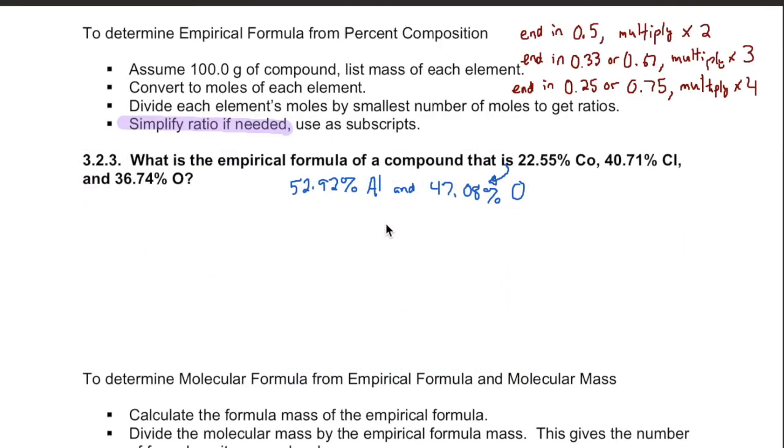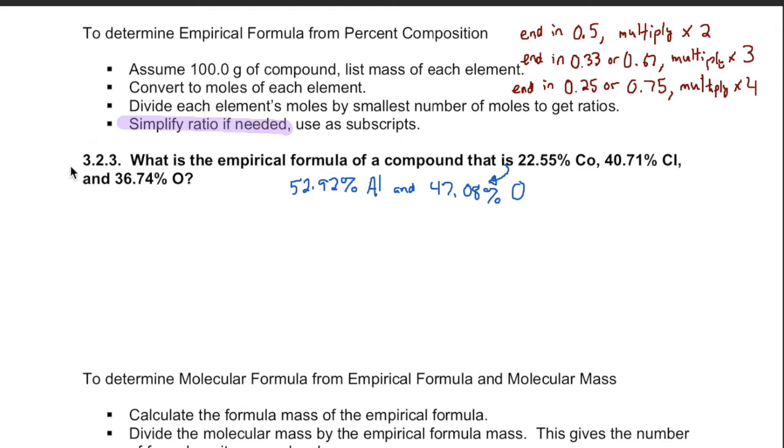In addition to getting the percent composition from the formula, we can go in the reverse direction and we can get the empirical formula, or the simplest ratio of elements, from the percent composition by mass. I was looking at these steps and I noticed that the example I have does not need the last step. It says simplify ratio if needed, and this example doesn't need it. So I want to do a different example that does need it so that we can see how all the steps work.